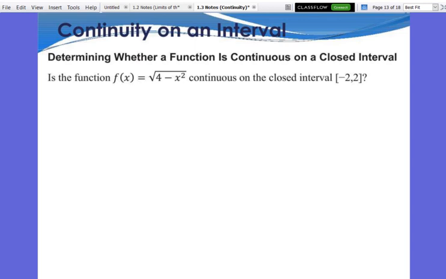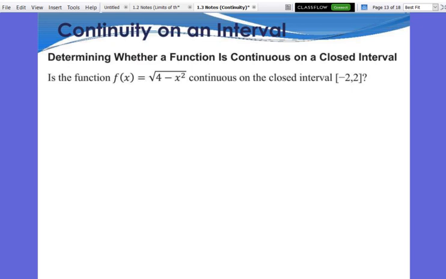All right, determining whether a function is continuous on a closed interval. Closed. Okay, so is this one going to be continuous on a closed interval? So at -2, is it allowed at -2? Yes. Square root of 0 is 0, right? Okay, so that one's continuous, right?